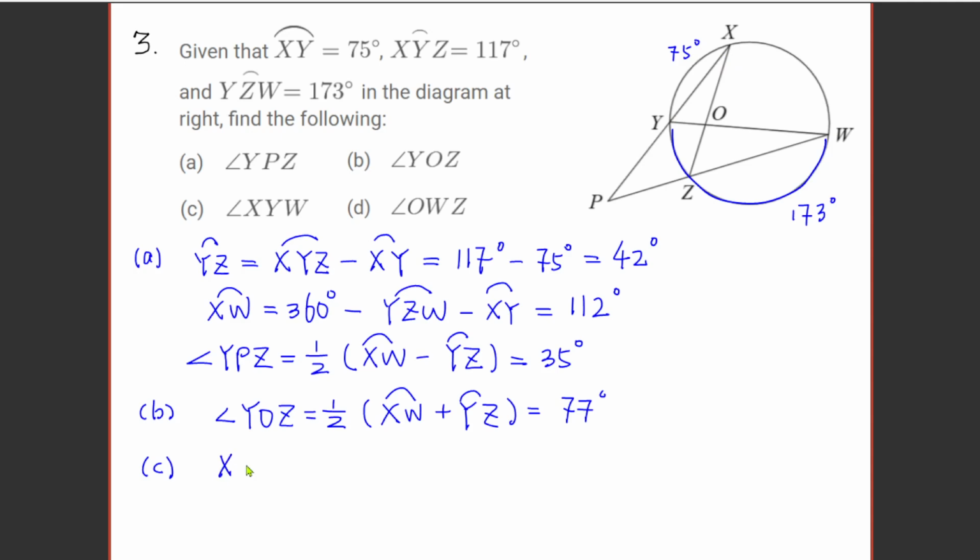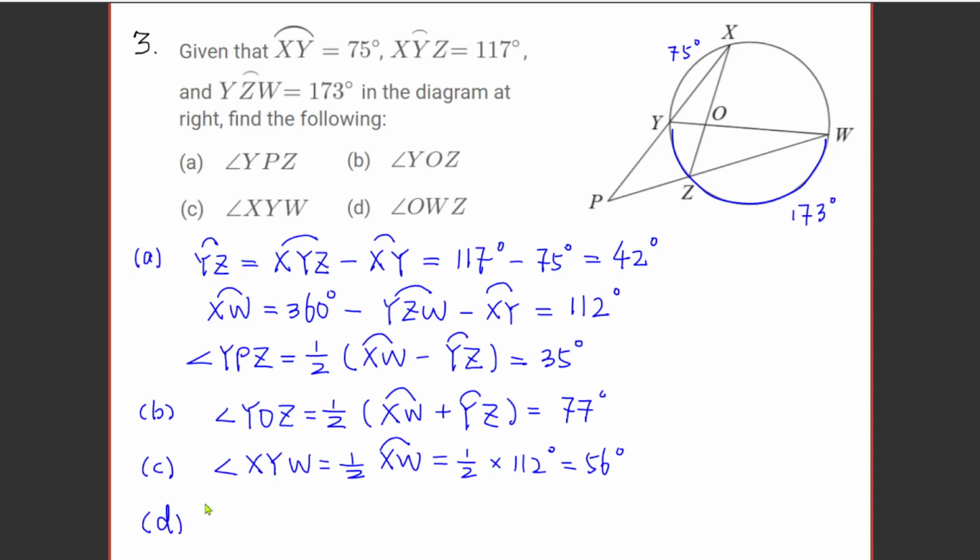And then first we need to find the arc XW. The arc XW equals 360 degrees minus YZW minus XY. Oh, sorry. We have already done this, right? So we can directly write angle XYW is 1/2 of the inscribed arc, which is arc XW, right? So that gives us 1/2 of 112 degrees, and this is 56 degrees.